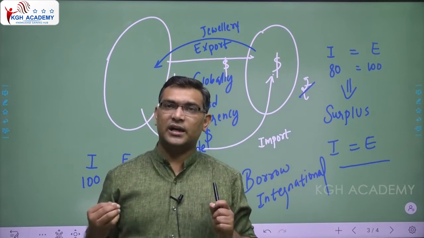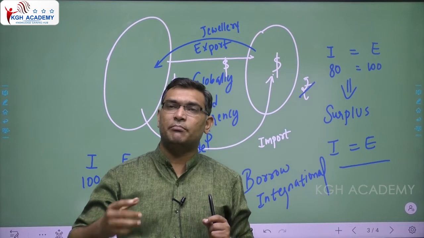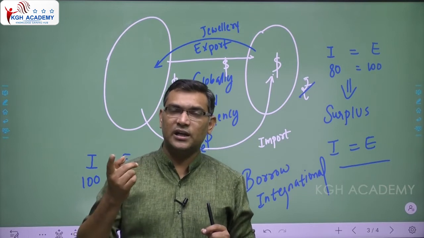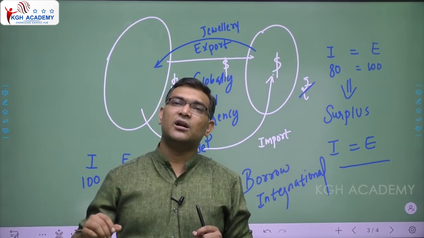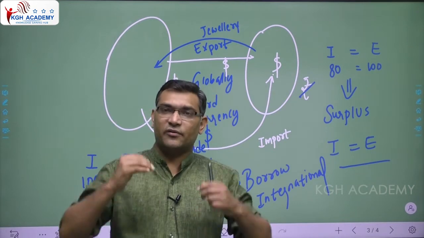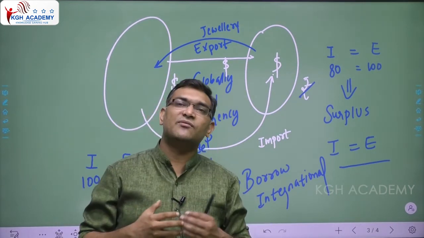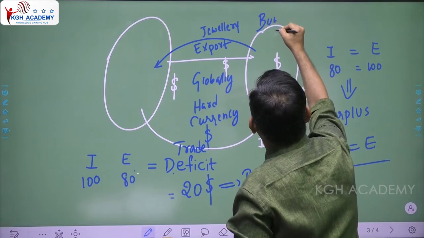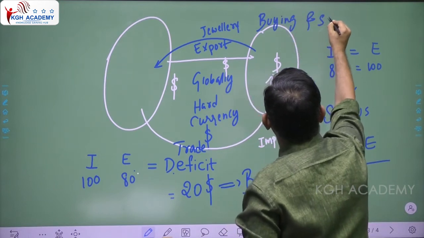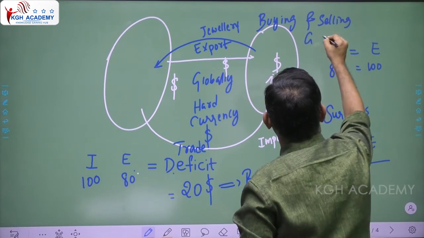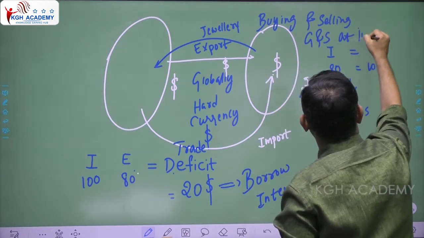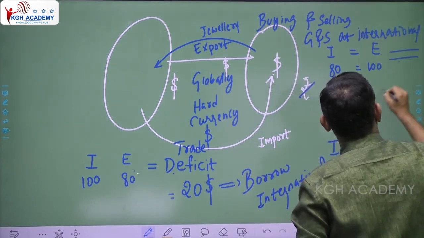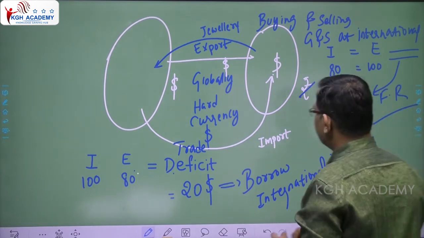Is it clear? What is foreign trade? The imports and exports, buying or selling goods and services either from one country or from the other countries, or by one country with the rest of the countries, is called foreign trade. That means buying and selling goods and services at international level or with the other countries is called foreign trade.